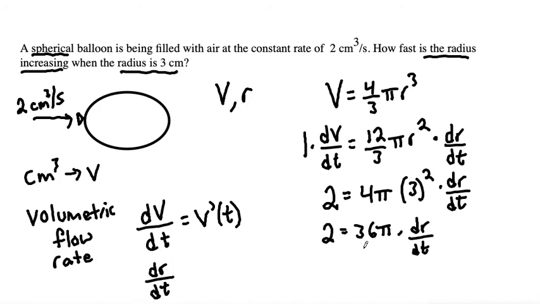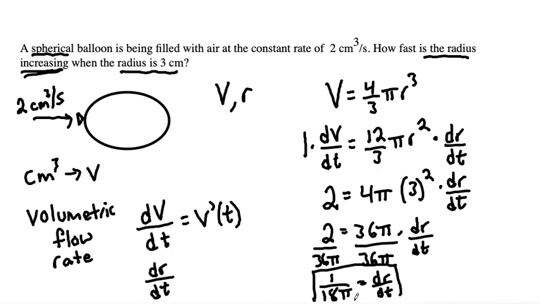Then let's divide both sides by 36 pi to solve for dr/dt. We can divide out by 2 on top and bottom to make 1 over 18 pi is our dr/dt. We can plug that into our calculator if we're looking for a particular number. But notice that our dr/dt came out positive, which confirms that our radius is increasing. So that would be our answer: 1 over 18 pi is our dr/dt.